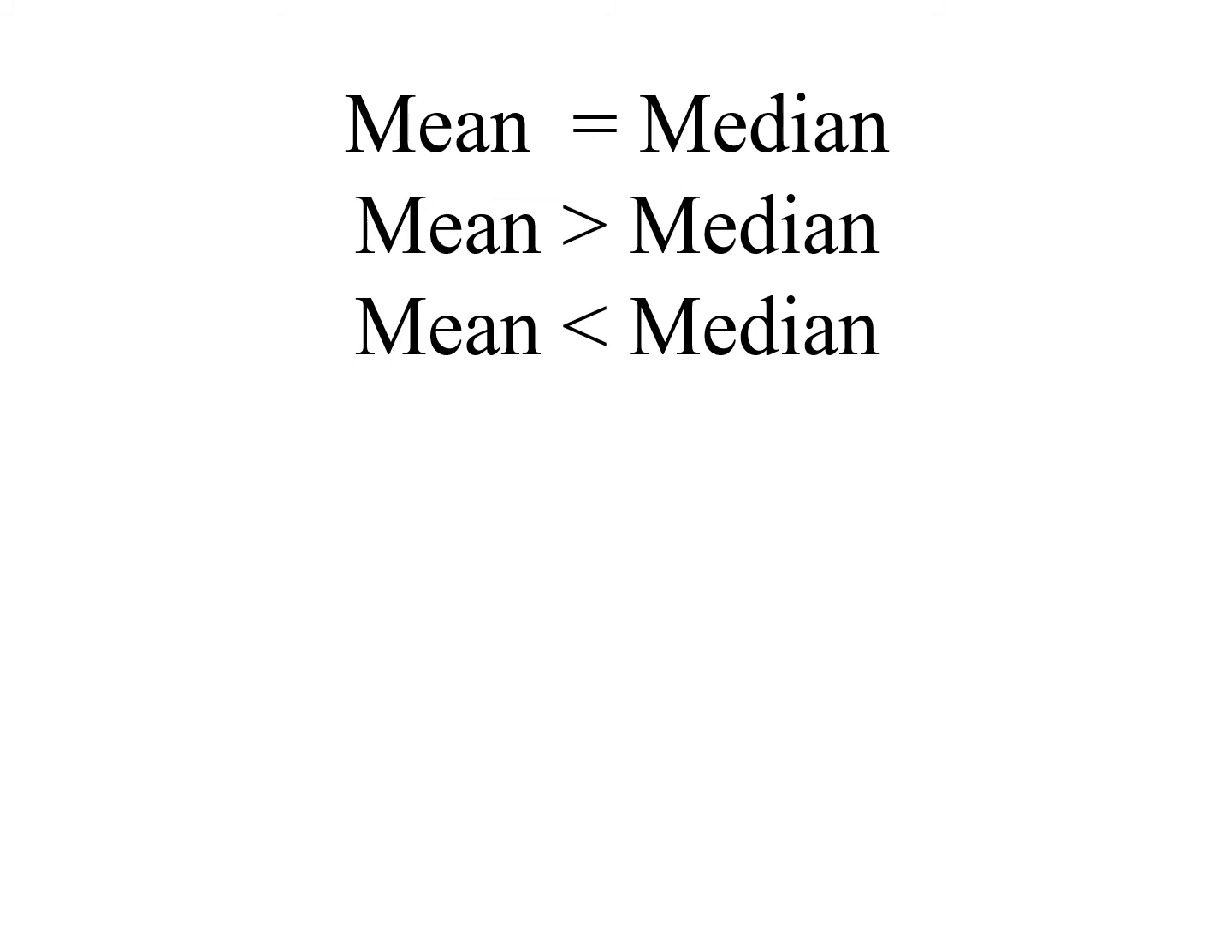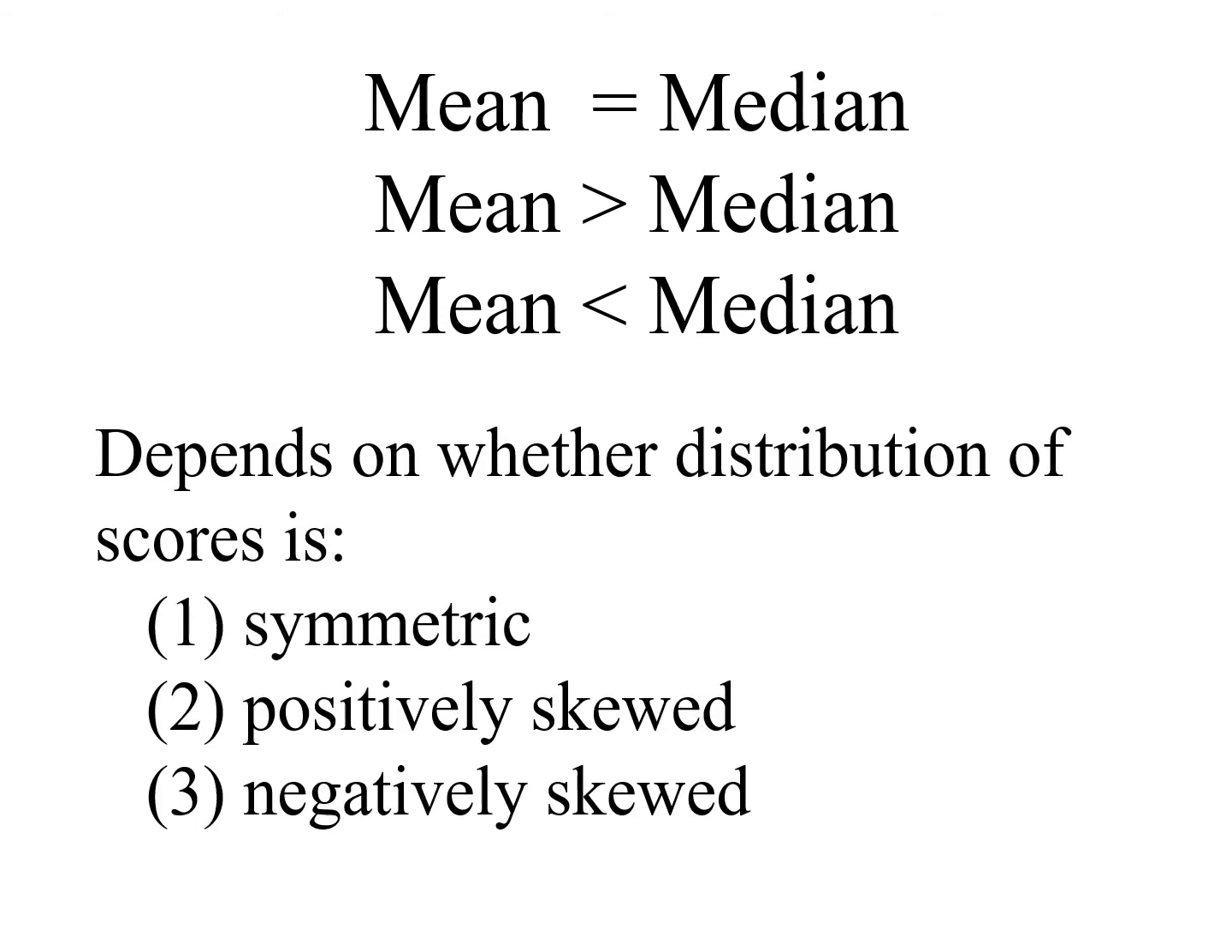If you have two measures of central tendency, they will sometimes agree with each other, but not always. When they both agree, the mean is equal to the median, but sometimes they disagree. Sometimes the mean may be greater than the median, and sometimes the mean may be less than the median. It all depends on whether the distribution of scores is symmetric, positively skewed, or negatively skewed, and we'll go through these in more detail.